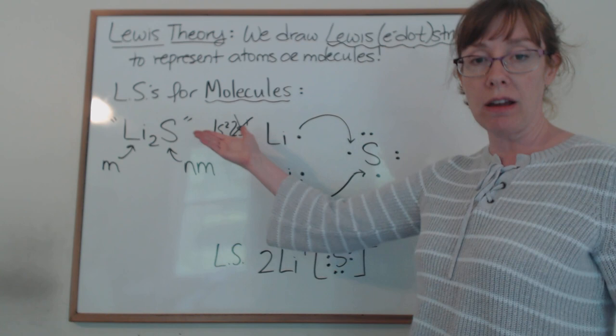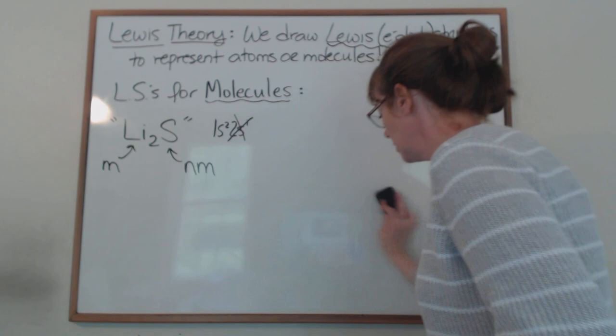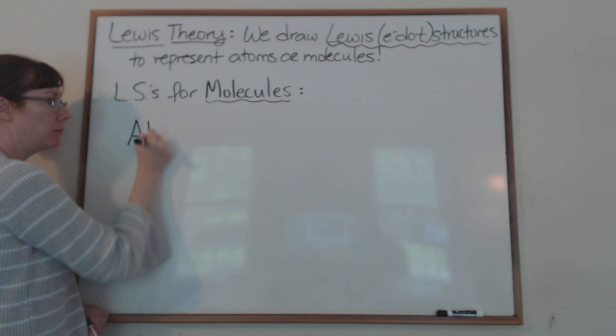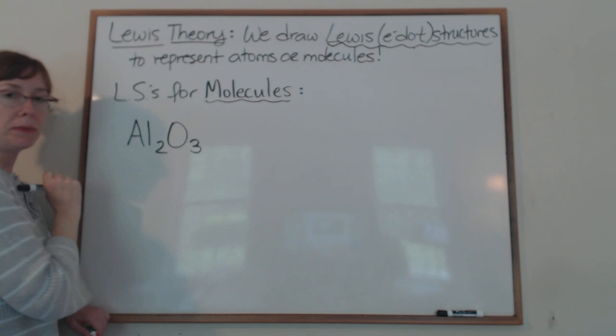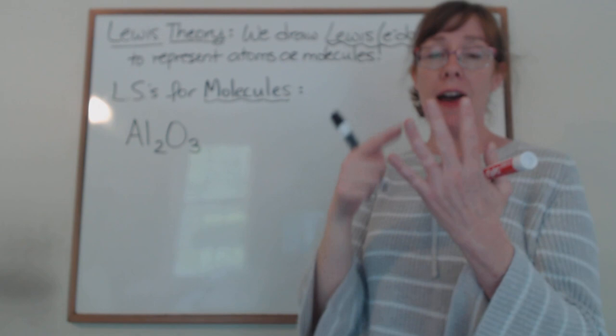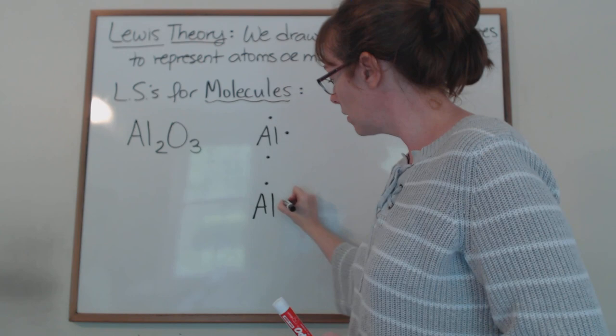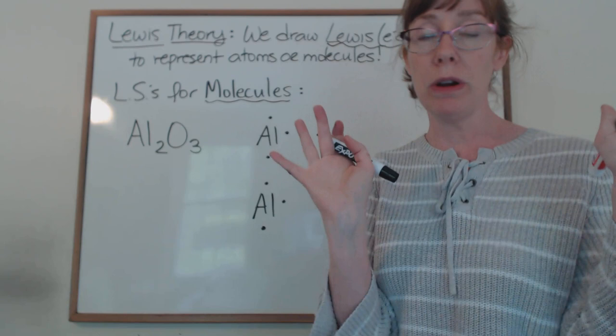Let's go ahead and do one more. How about something like aluminum oxide? Aluminum oxide, another ionic compound. Okay, a lot of atoms going on here. We have 5 atoms. 2 aluminum atoms, let's start with them. Aluminum has 3 valence electrons. Okay, very unstable if the atom is by itself. It's nowhere near full.